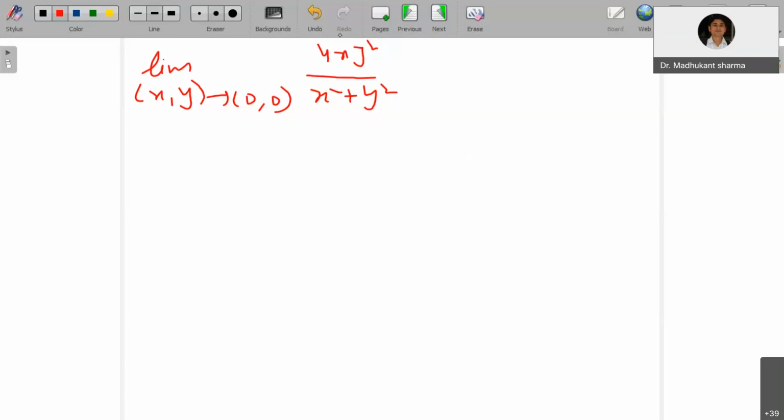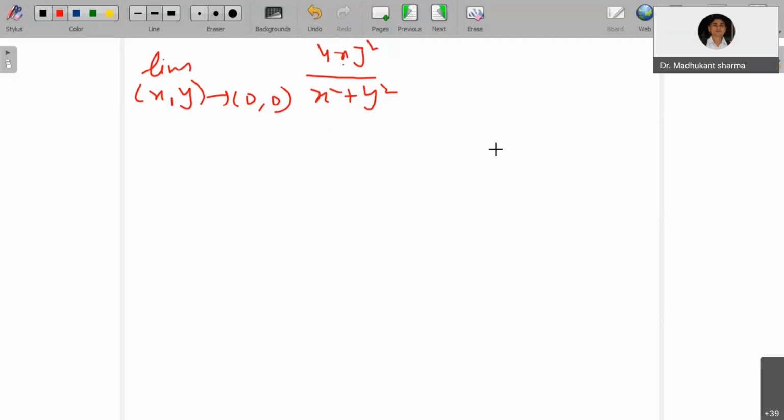Now we want to understand the limit of this near (0, 0), so (x, y) tends to (0, 0). If you straightforwardly substitute x equal to 0 and y equal to 0, it is a 0 by 0 indeterminate form. So you can't do that. Moreover, you can't simplify it.